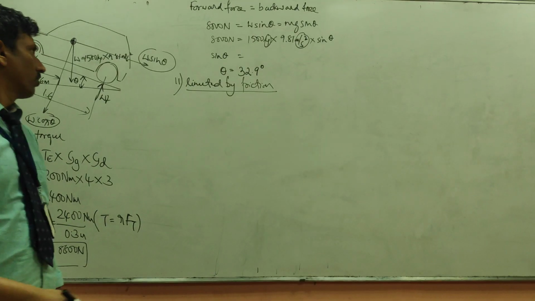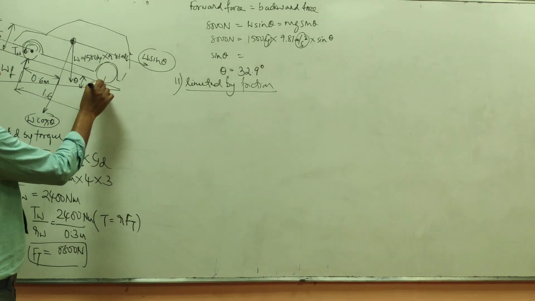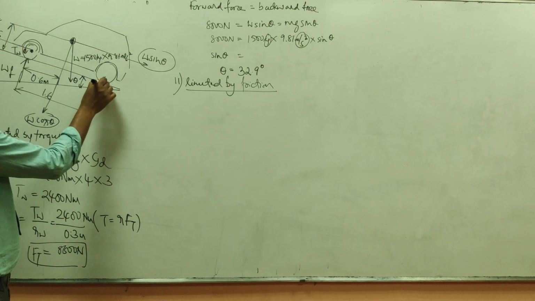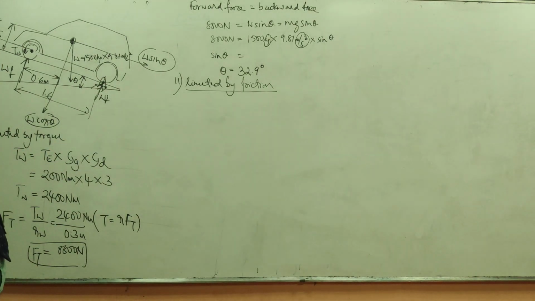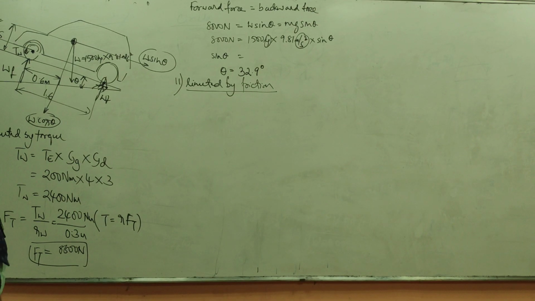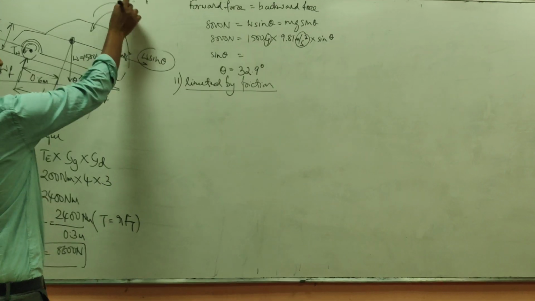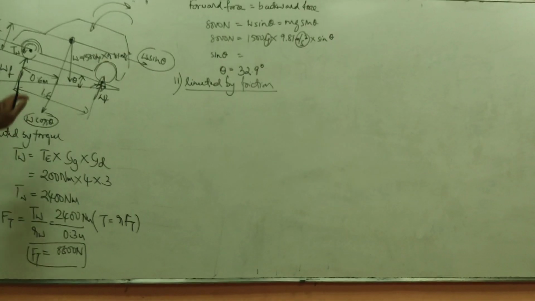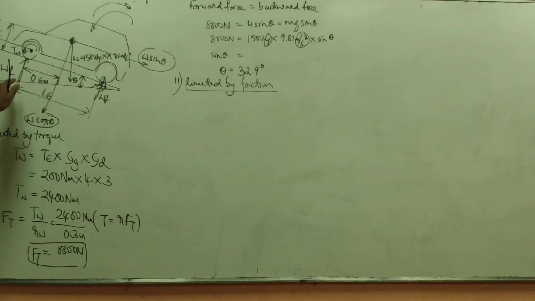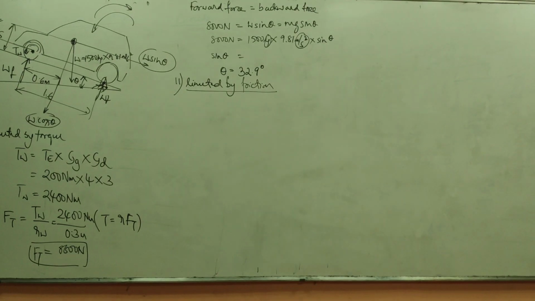Okay, now let us take moments about the rear wheel. So I'm trying to hinge at the rear wheel and find the moments. We know that since this car is under equilibrium, that means it is not rolling over, which means that the clockwise moments are equal to the anti-clockwise moments. So let us find the clockwise moments and equate them to the anti-clockwise moments.